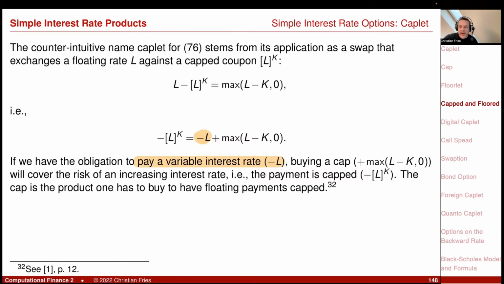Then, if I buy a caplet, that is the plus, maximum of L minus K, what I actually get is that instead of paying, recall that pay means it is negative for me, instead of paying the variable interest rate, I now pay only the capped rate. So I have indeed capped the coupon. In order to limit your interest rate risk of paying unbounded quantities of interest rate, you can cap your interest rate risk by buying a caplet.